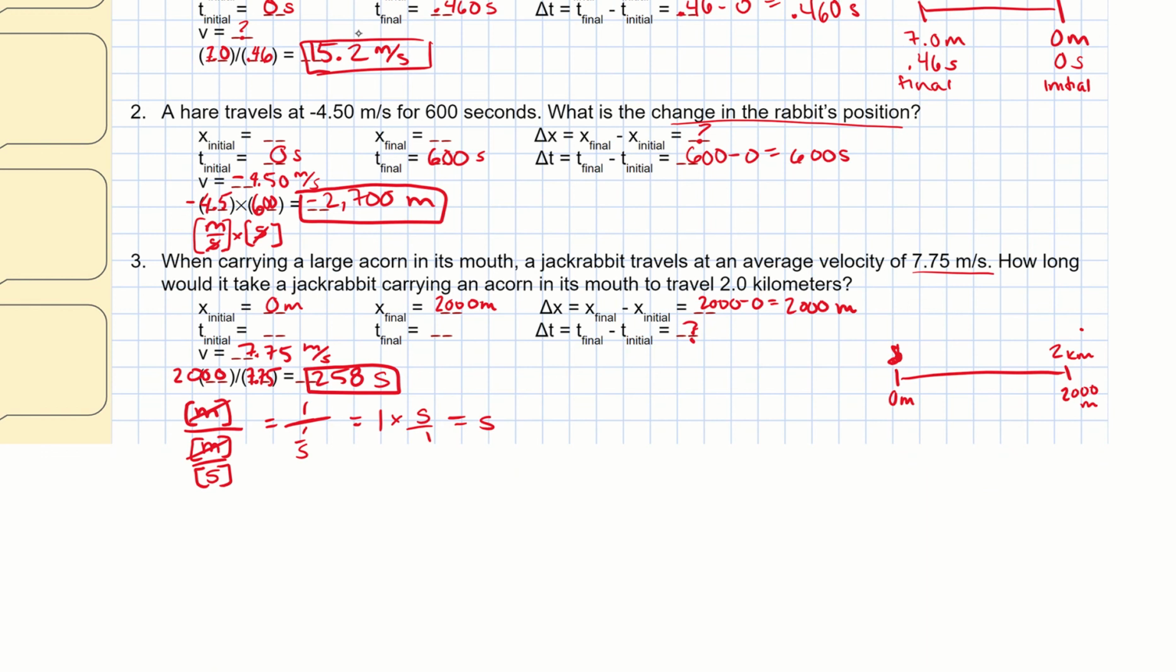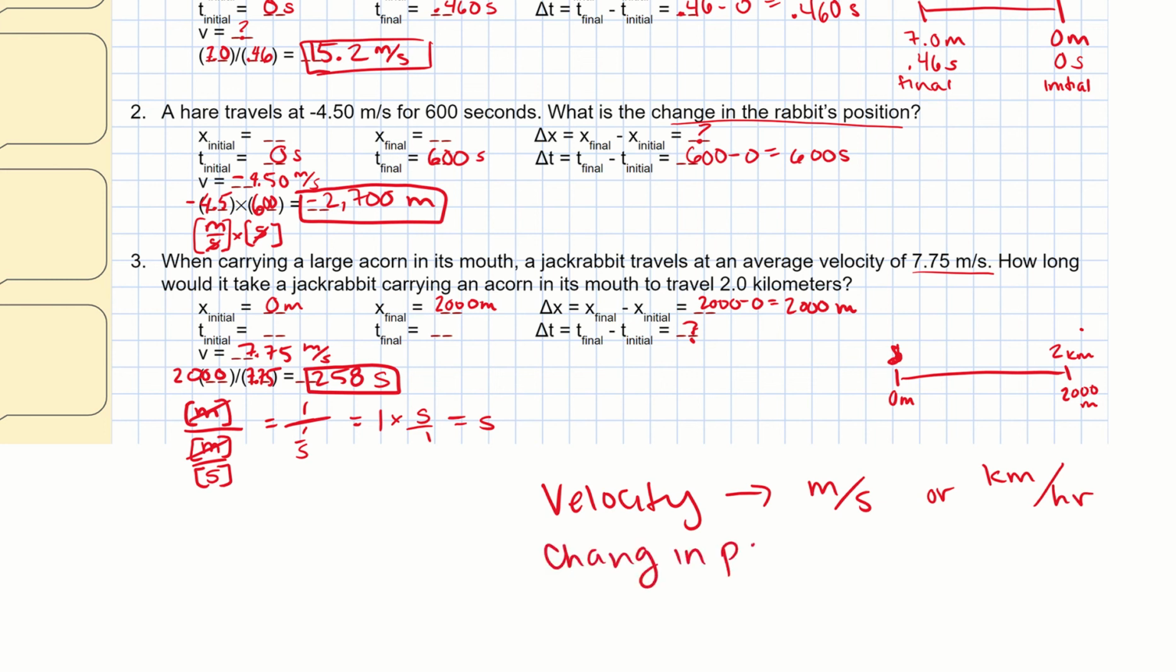The other thing is to pay attention to your units. Okay, you want your velocity to be in meters per second, or occasionally it could maybe be kilometers per hour. Our change in position is delta x, velocity is v. Our change in position is going to be in units of meters. And our change in time is going to be in seconds.